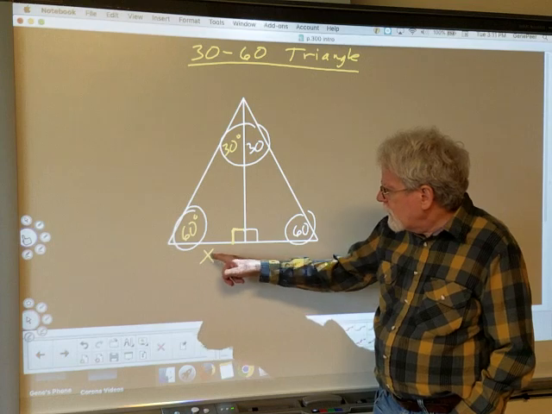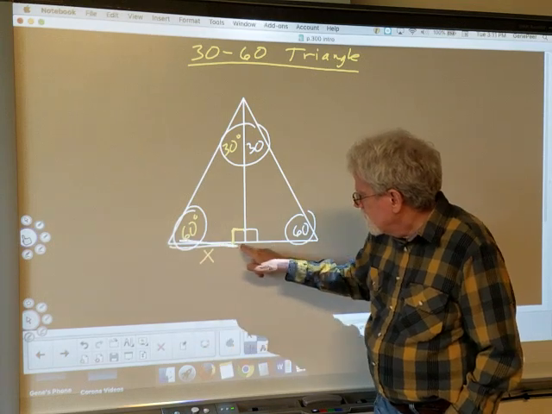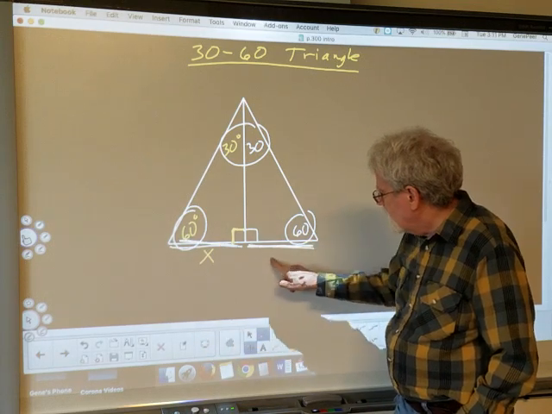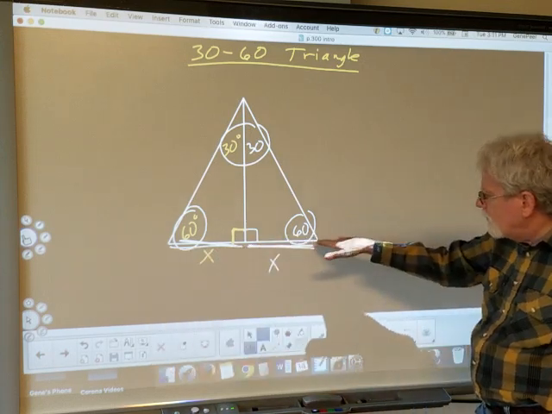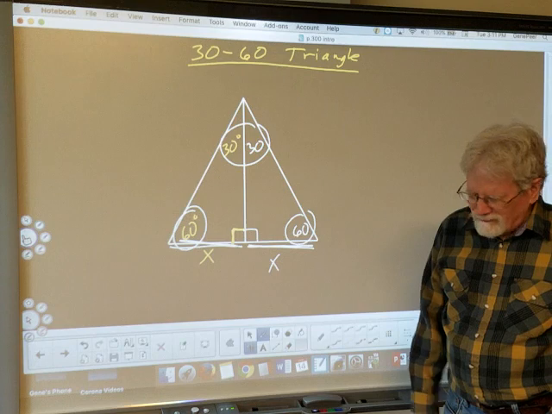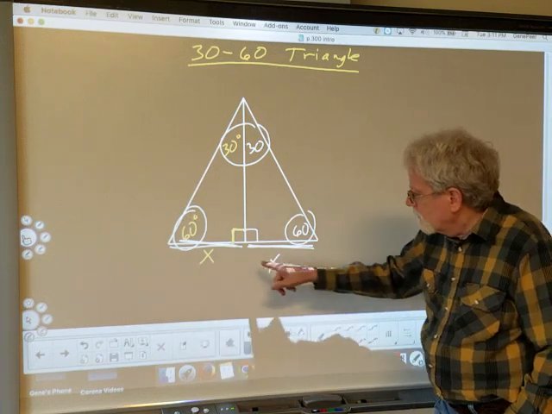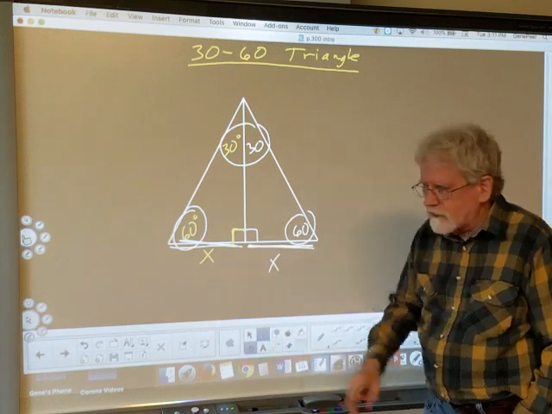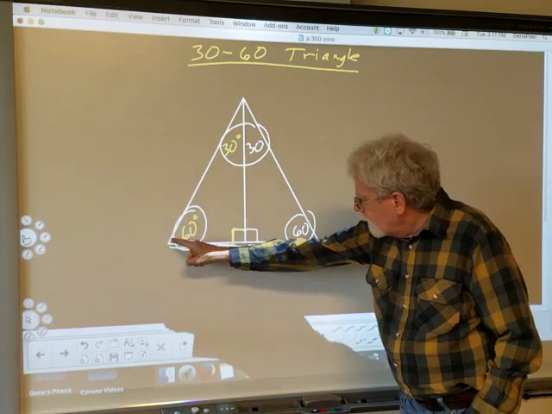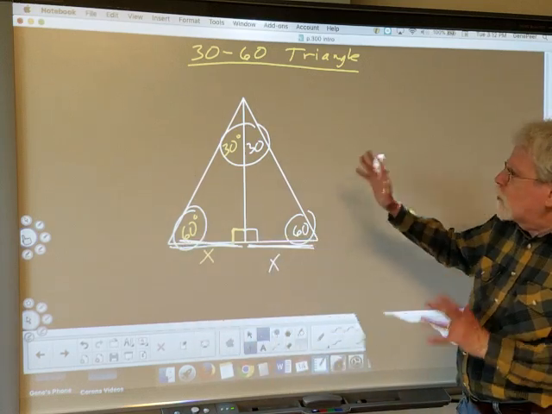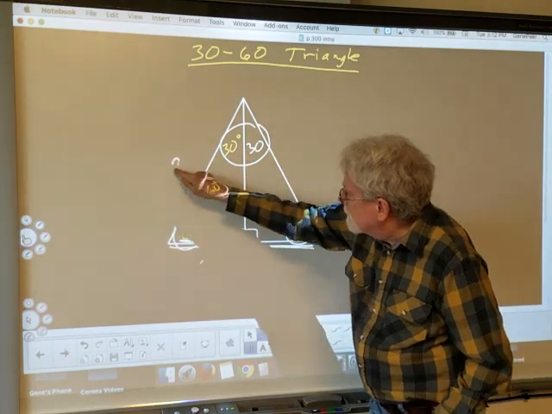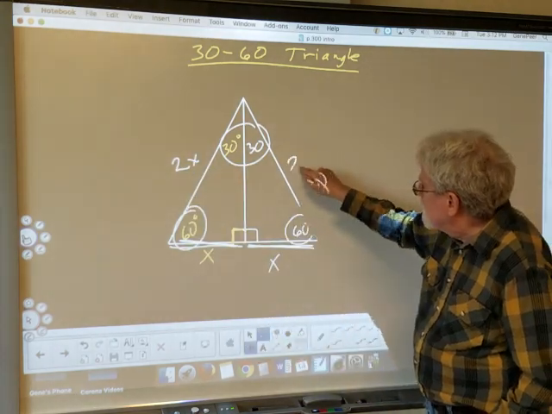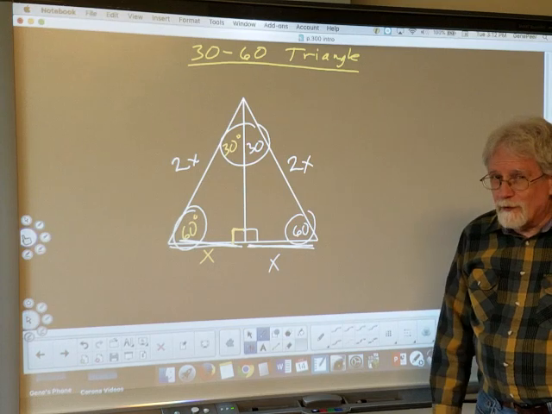Well, wait just a moment. If that's x here, then clearly this has to also be x. Which makes this entire side how much? Not x squared. x plus x, 1x plus 1x, 2x. So if this is 2x, and it's an equilateral triangle, if that's 2x, this must be 2x, and this must be 2x. Now watch this magic.